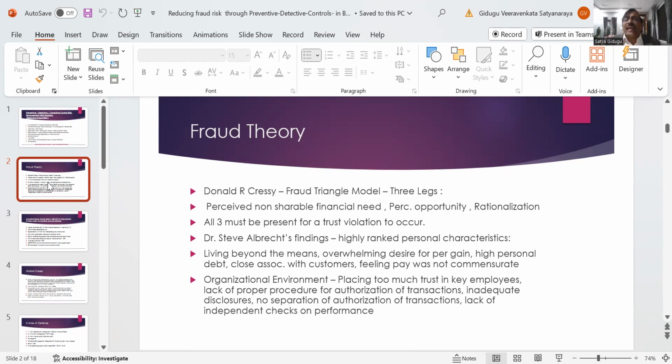Psychologically, the person who commits it never thinks he committed a crime. They say, if you were in my situation, you would also do it. This organization has not given me any promotion for the last 15 years. I am working up to 10 o'clock, no salary hike. I deserve it. Rightfully, I deserve it. They are not giving, that's why I am taking. So understand opportunity, financial need, and rationalization.